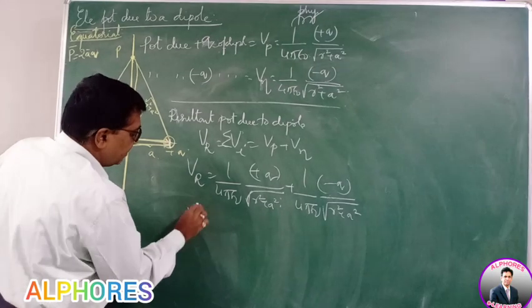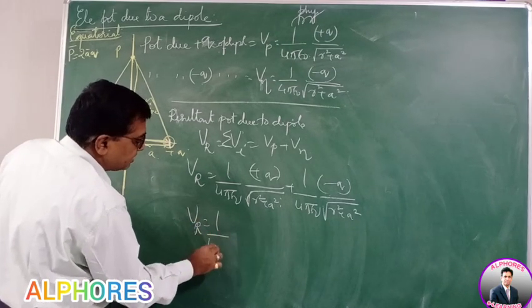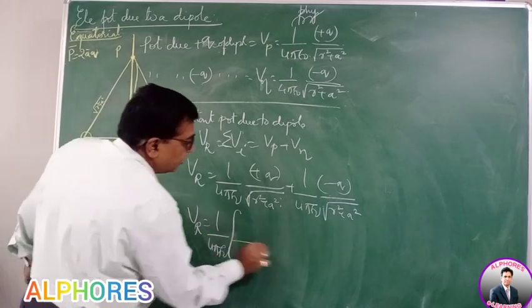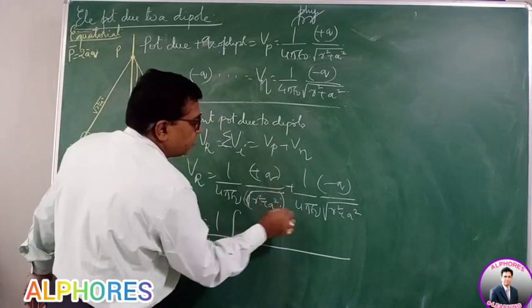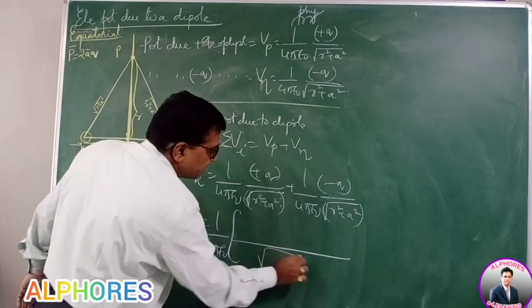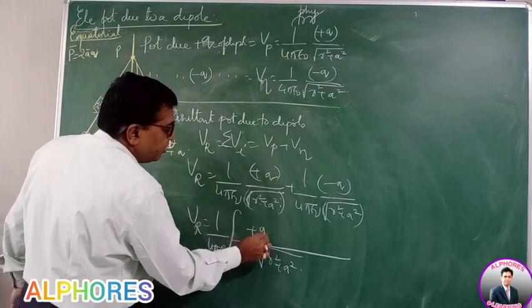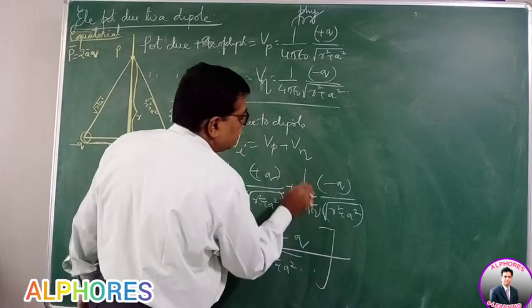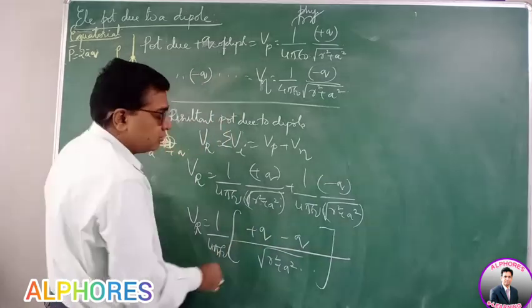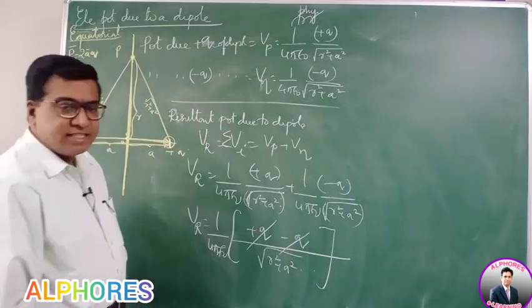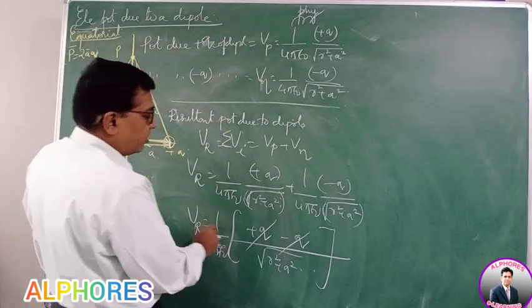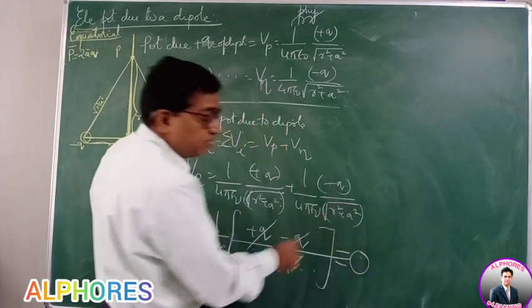Well, take the constants out, 1/(4πε₀). The LCM is root of r² plus a², root of r² plus a², same, root of r² plus a². This is plus q and this is minus q. Plus of minus is minus q. Now plus q and minus q get cancelled. So the net potential is 0.